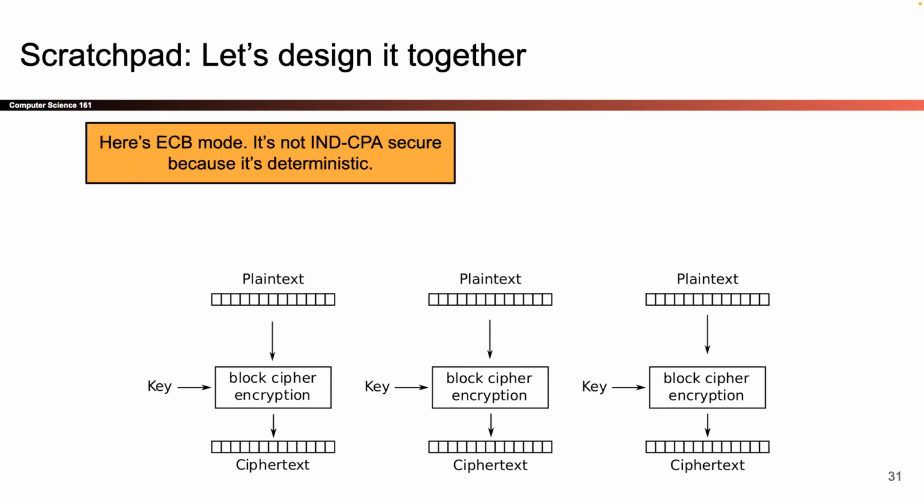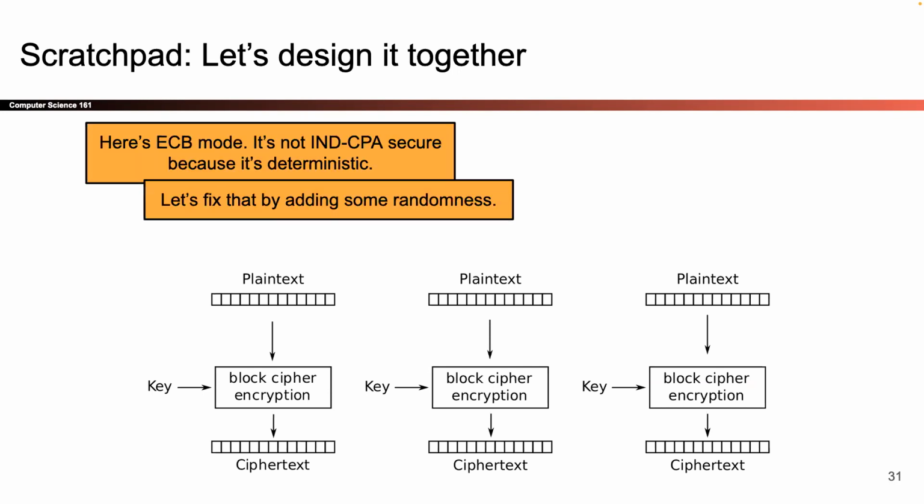Here's what I'm going to do. I'm going to start introducing randomness into these schemes. And so what I mean by that is I'm going to make it so that if you encrypt the same thing twice, the output looks different each time. That's what I want. So let's try and make that happen.